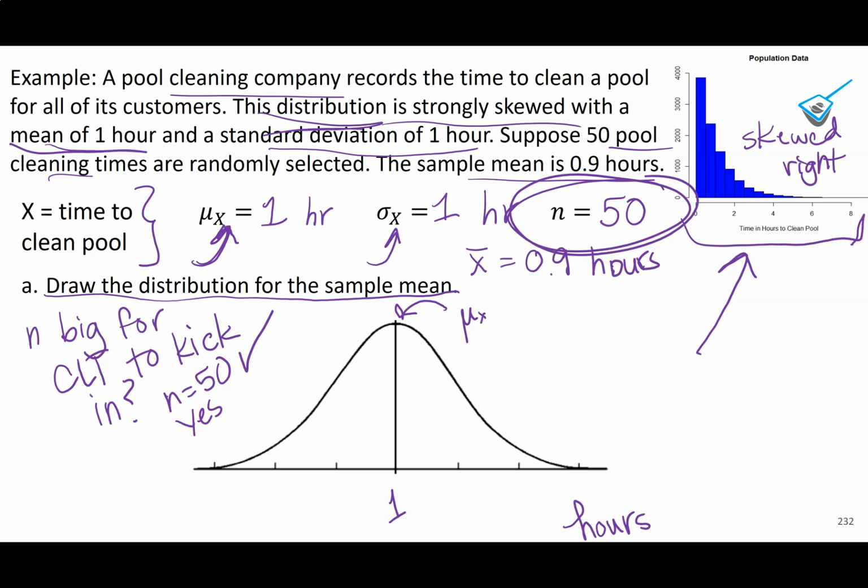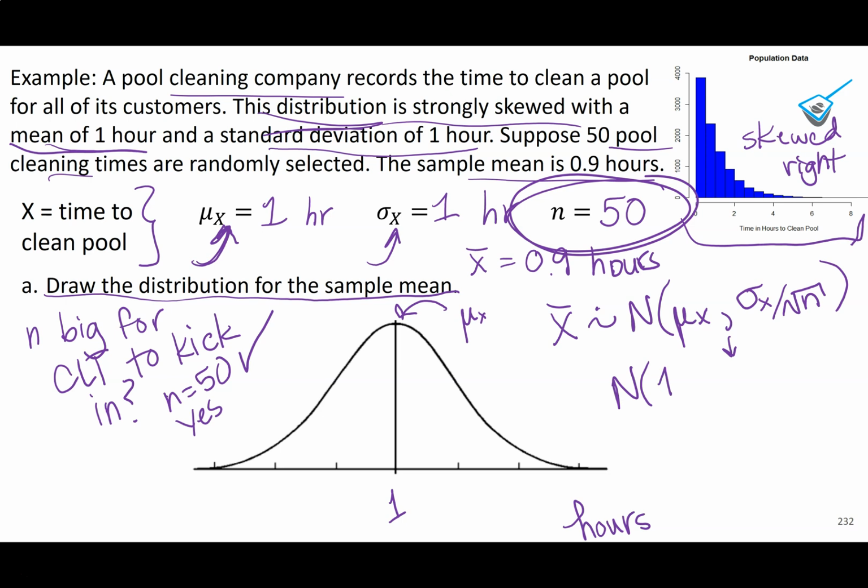It just helps me visualize where the mean is. So I know that x bar is going to be approximately normal. I guess you put a dot over it. This is saying it follows a normal distribution. The dot means approximately. With a mean of mu and a standard deviation of sigma of x over root n. So we can go ahead and calculate this. It's normally distributed with a mean of 1 and a standard deviation of 1 divided by the square root of 50. That's about 0.14 hours. Technically, both of these are still in hours.